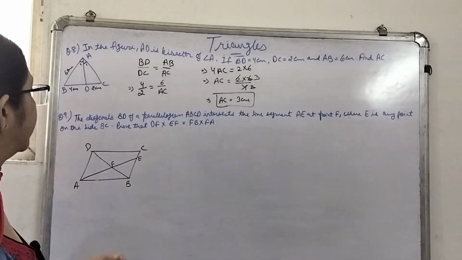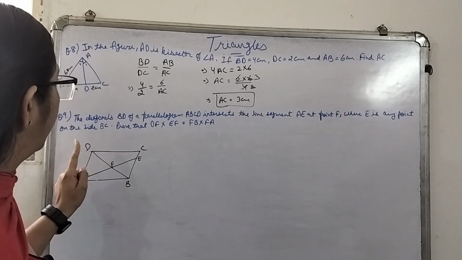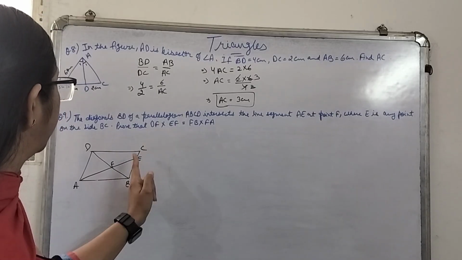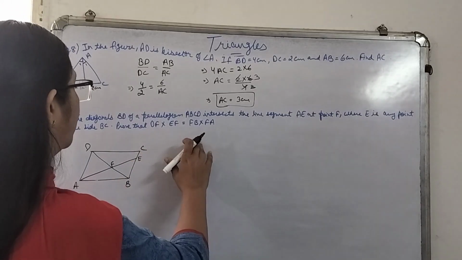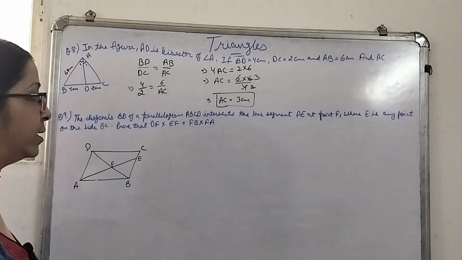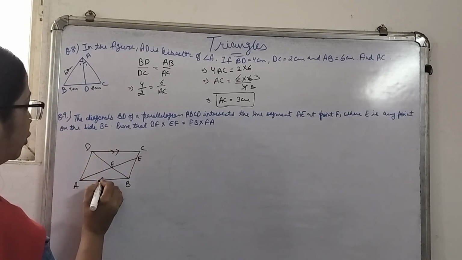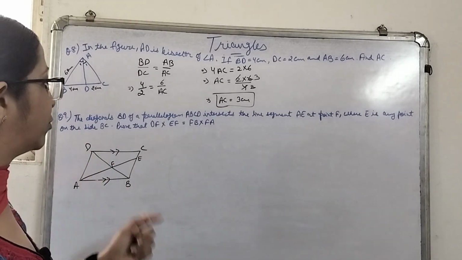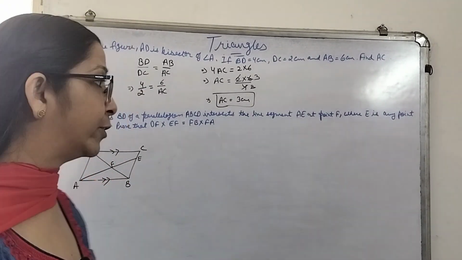E is any point on the side BC. We have to prove that DF multiplied by EF is equivalent to FB multiplied by FA. This we need to prove. So if we look at the figure, we know that it is a parallelogram. That means this side is parallel to this side and this side is parallel to this side. Opposite sides of a parallelogram are parallel to each other, that we know.